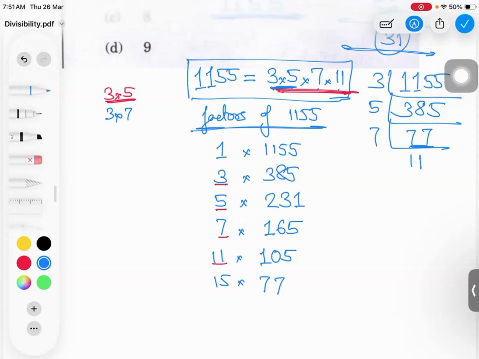Are you getting my point, guys? 3 times 3, 5, 7, 11. We have four factors, okay? But these four are prime factors. We can derive many more factors out of it. So you need to be very alert, but you can always check your process with the pattern which I told, that the numbers would be converging.